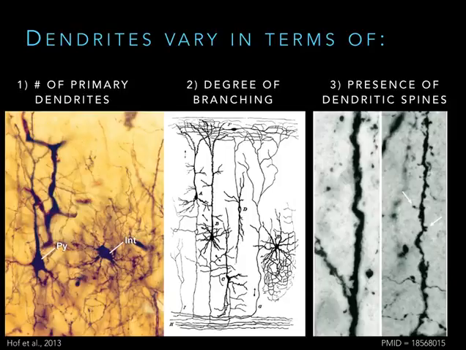Not every dendrite will branch the same. Some will branch many times. Some will branch relatively few times. Some will branch near the cell body. Some will branch very far from the cell body. So this is yet another way of characterizing the dendrites.